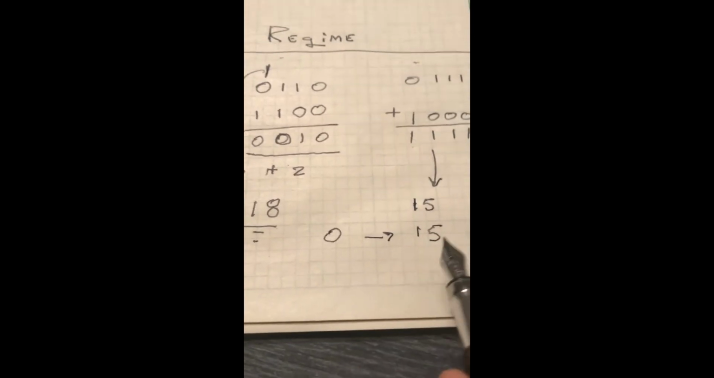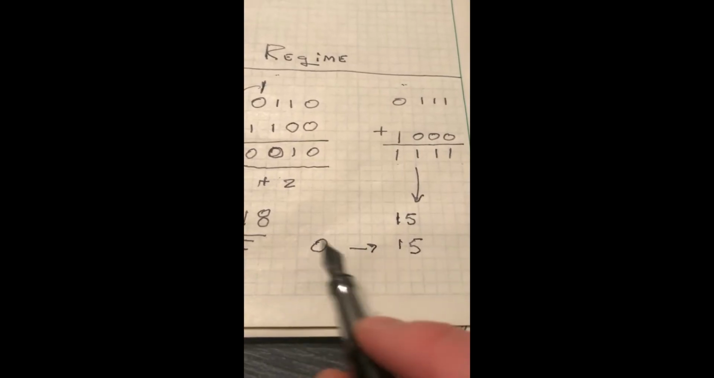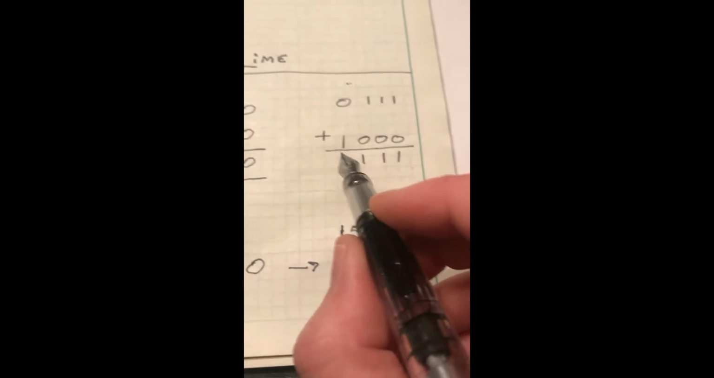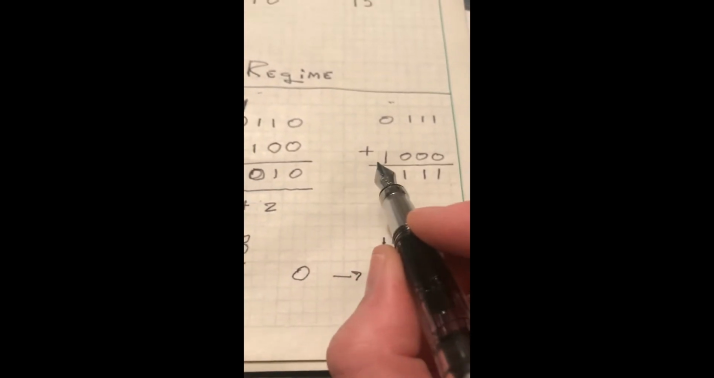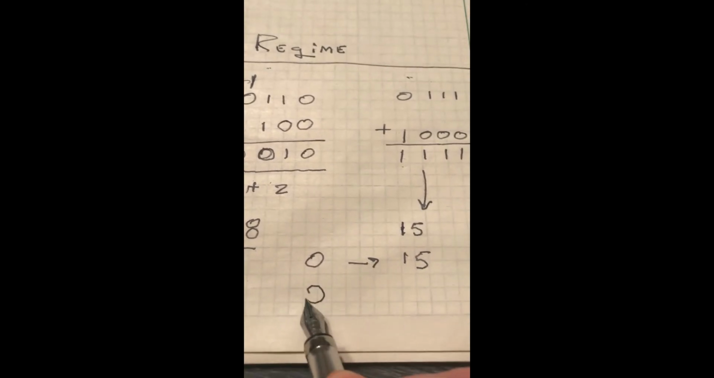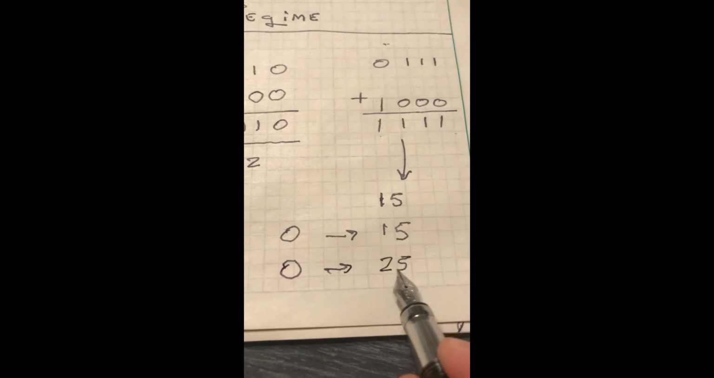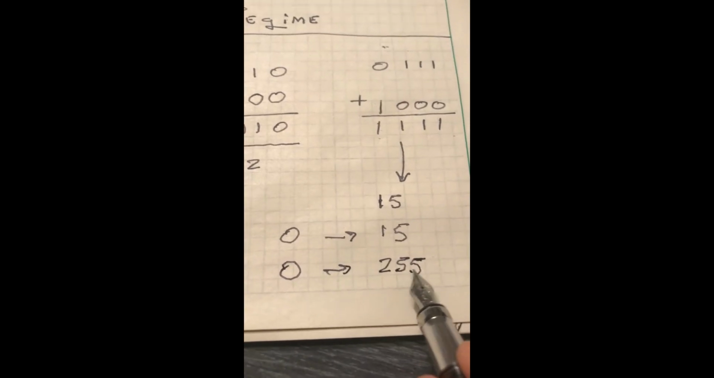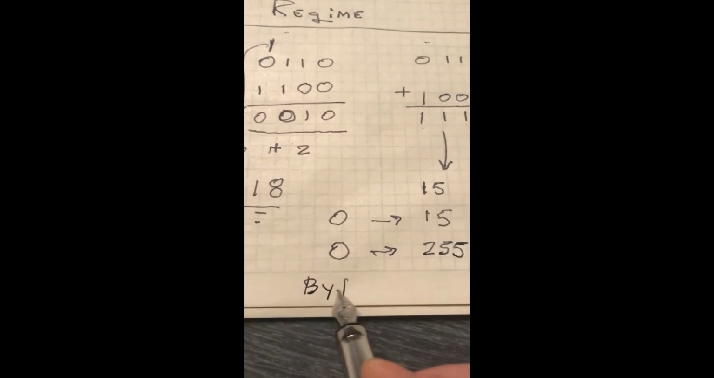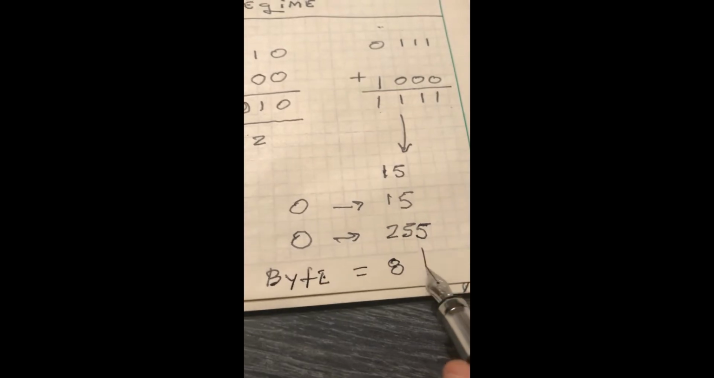4 bits is a nibble, N-I-B-B-L-E. It's not used because it can only store 16 possible states. If we had 8 bits, so if we had one more next to this, as in the example when I converted 109, it would run in the positive domain from 0 until 255. And that is a byte. So a byte equals 8 bits.